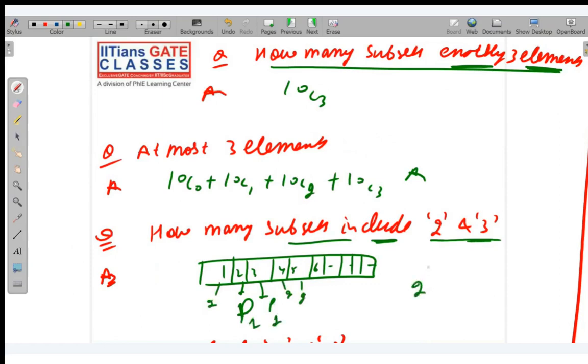So 2 power 8 is the answer. Okay, why? Because 2 and 3 are gone, so 2 into 2 into 2, 8 times will be there. 2 power 8 is the answer. I hope I have made the point clear.